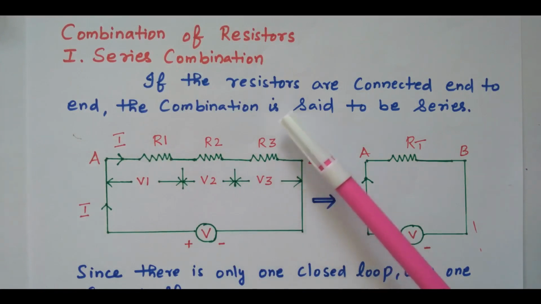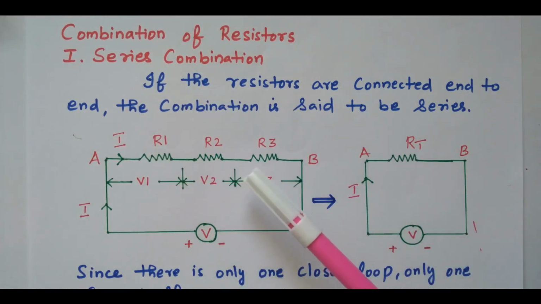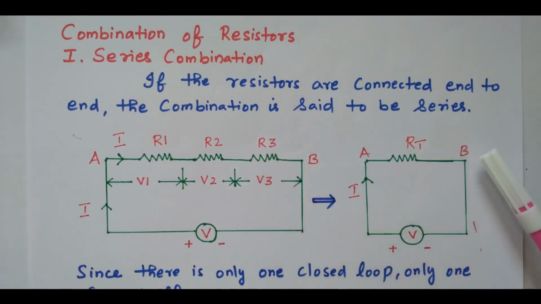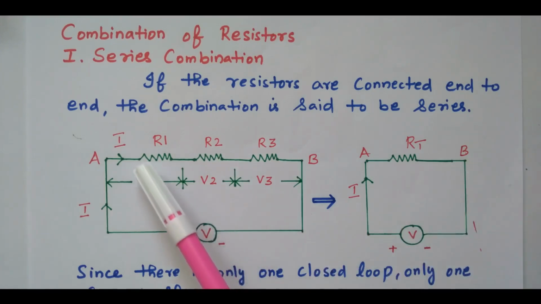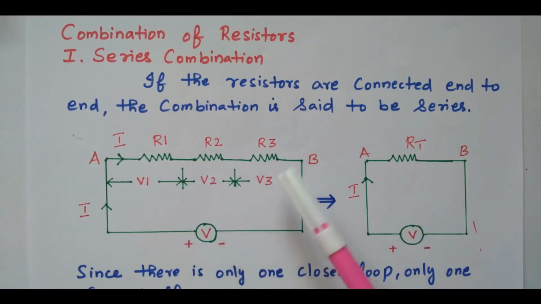Series combination means the resistors are connected end to end. One end of a resistor is connected to another end of the next resistor, so that it is called a series combination. You can refer to the diagram here. R1, R2, R3, 3 resistors are connected in series. This is called a series combination.